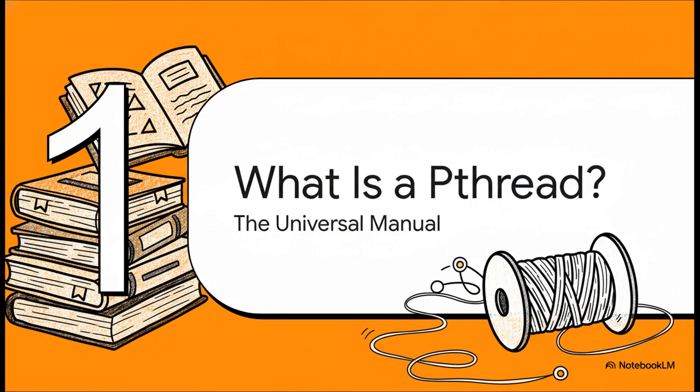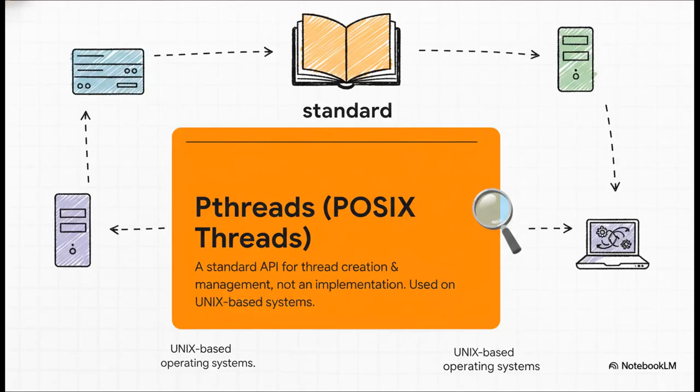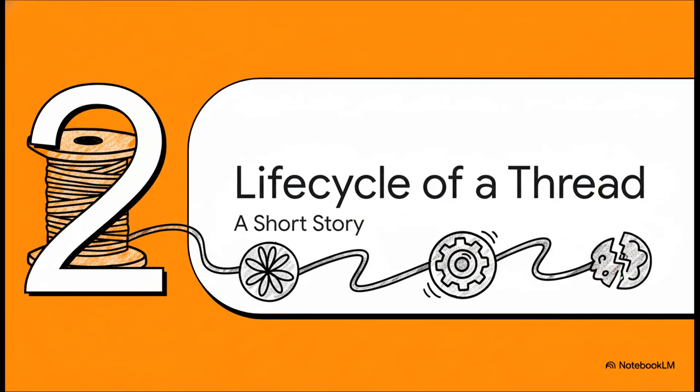Well, we start with the rulebook, and in the world of threads, that rulebook is often something called Pthreads. Now, here's the most important thing to get straight about Pthreads. It isn't the actual code that makes threads run. It's the specification. Think of it as a standard, a common language that developers can use to tell all these different Unix-based operating systems, hey, I need you to create a new thread, or hey, I need to manage this one over here. This standardization is absolutely crucial because it lets developers write code that can work across a whole bunch of different systems.